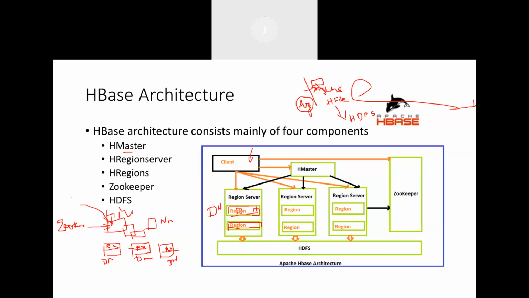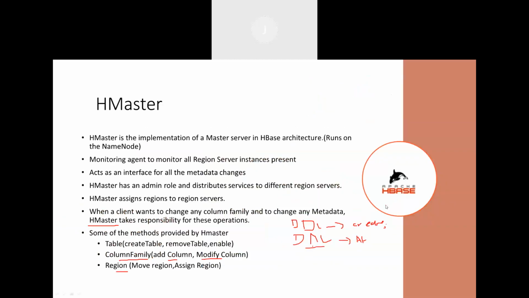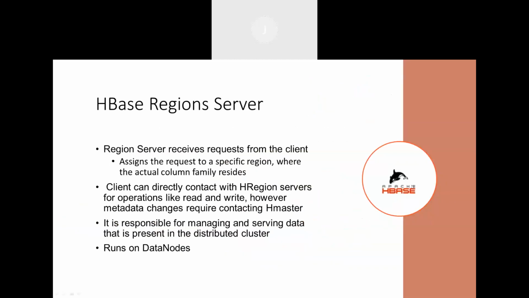While creating a table, the table which we create will have a common column family created, that will be considered as a region itself. Then furthermore, HBase region servers receive requests from the client and assign the request to the specific region. So where the data is present, it will assign to that, retrieve the data and give it to the client. So a client can directly contact the region servers for operations like read and write.